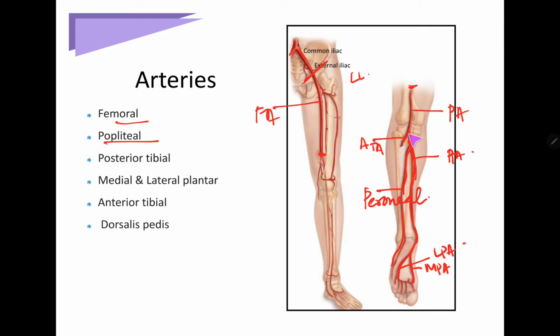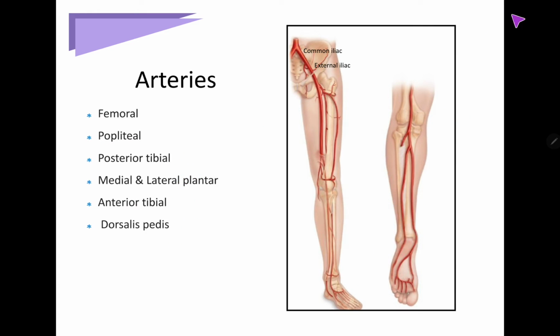The anterior tibial, as we can see, passes above the interosseous membrane to enter the anterior compartment of the leg. Here it descends downwards, passes deep to the extensor retinaculum, and once it exits here, it is called the dorsalis pedis artery. So it supplies the dorsum of the foot. So these are the arteries of the lower limb.